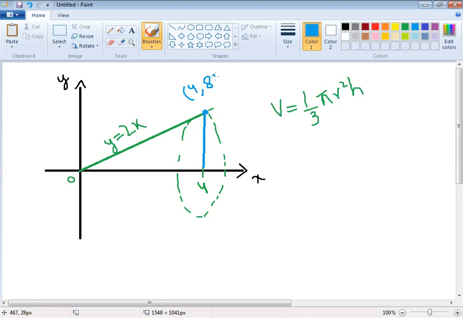So is this the radius? This blue line is the radius, right? So what is the length of this line? 8. 8 is your radius and your height is 4. Is this right? Find the volume of this cone using this method.